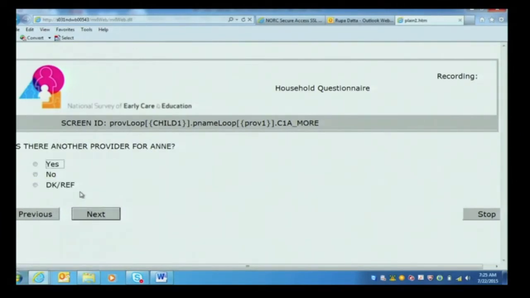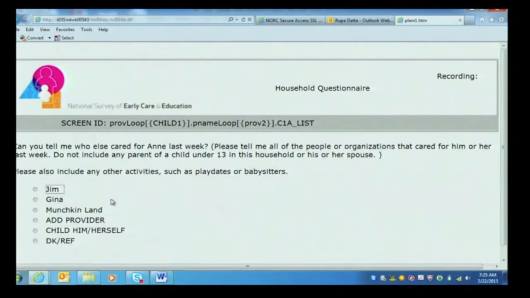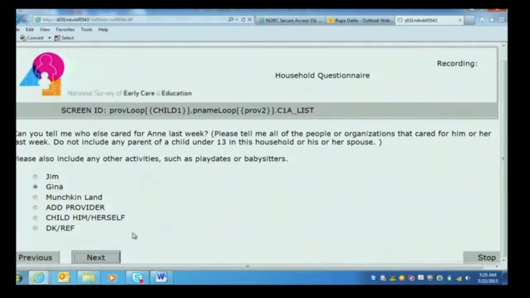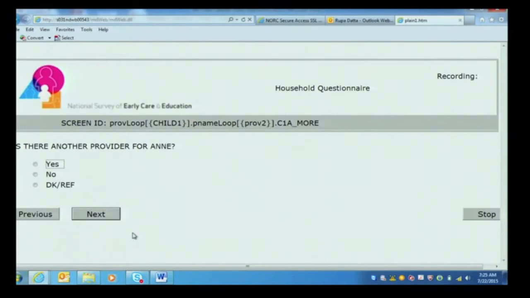Is there another provider for Anne? And the answer is yes. And Anne was also cared for by Rita's mother, Gina. And so Gina appears in the list of household members. Is there another provider for Anne? No, there are no other providers for Anne.